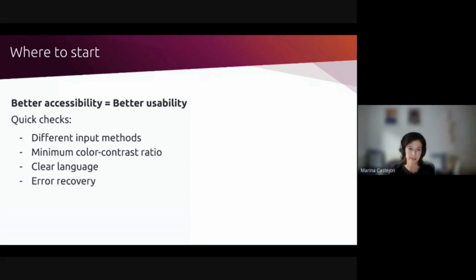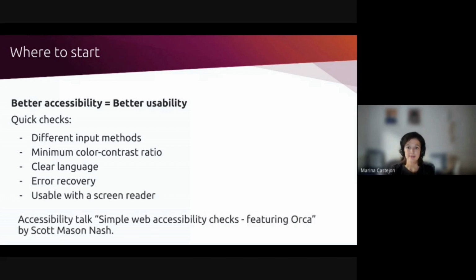And last but not least, another check you could do is to see if it's usable with a screen reader. If you want some tips on web accessibility and how to use Orca, an open source screen reader, my colleague Scott gave a talk on this topic. And if you want to check that out, it's called Simple Web Accessibility Checks featuring Orca.